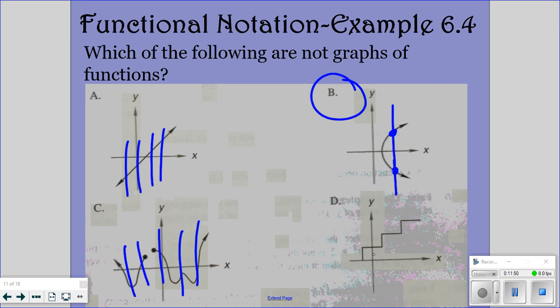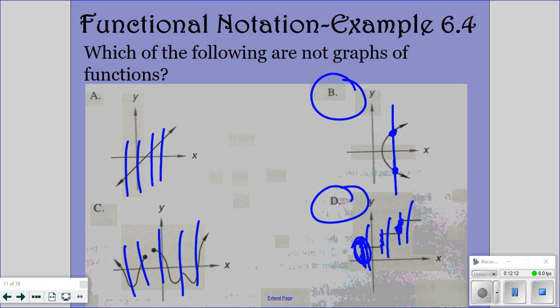For D, here is only touching at one spot, but if I draw a line here, or here, or here, it is touching it everywhere on these places. And so this is not a function either, because it does not pass the vertical line test at this spot, or that spot, or that spot. So B and D are the two that are not functions.